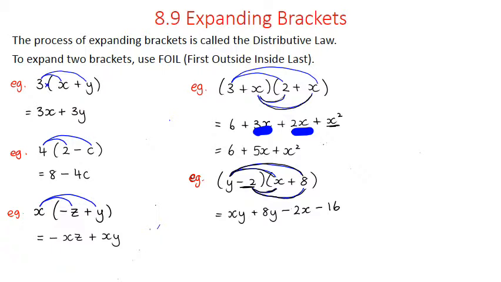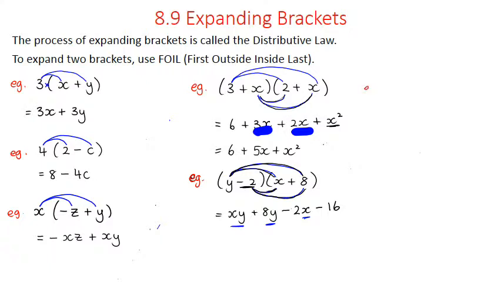Now have a look. Do you have any like terms? We've got an xy, we've got a y, and we've got an x. None of those exactly match. None of them are xy, xy, or y, y, or x, x. They don't match. There's no like terms. So that is your final answer. You cannot simplify it any further.